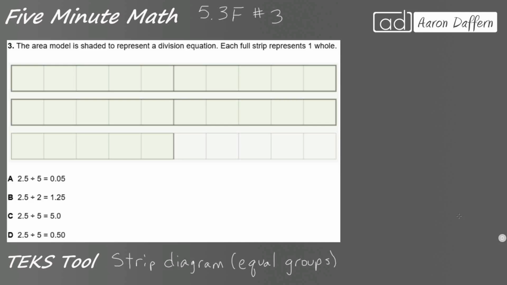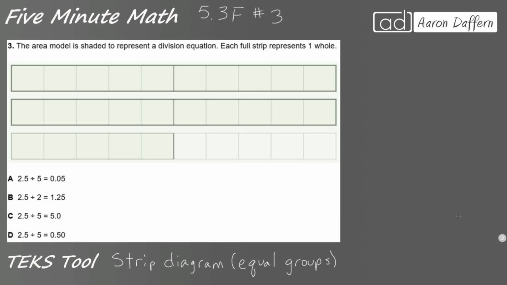Today we are looking at the TEKS tool strip diagram. We are working with equal groups with a problem related to TEKS 5.3f, and we will solve it in 5 minutes or less. If you haven't done so already, please go ahead and take a moment to pause the video, work this problem out on your own, unpause it, and we will look at our answers together.